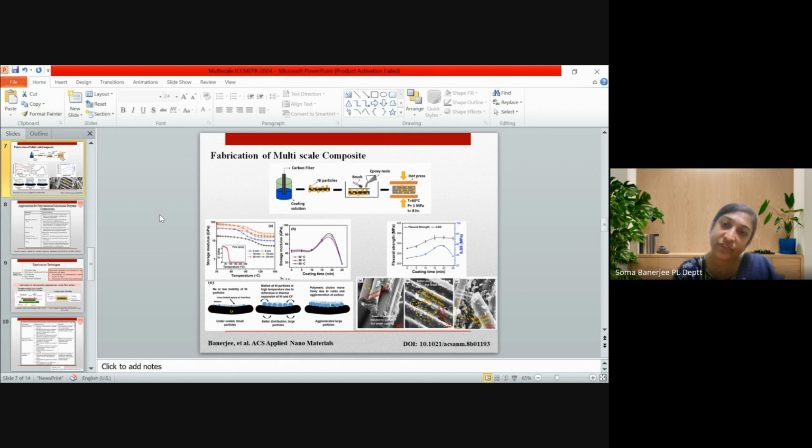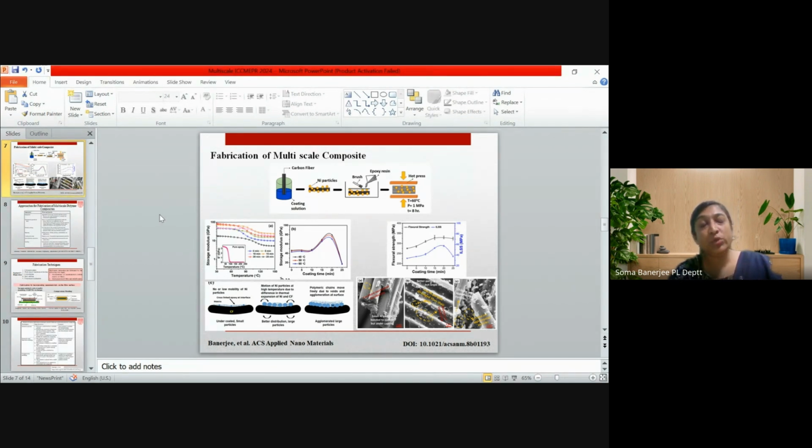Then, on that coated fiber, using a brush, we applied the epoxy resin that we had purchased. After that, we hot pressed at a temperature of 60 degrees centigrade for about 8 hours to get the polymer composites. Now, we have done various characterizations, and in the DMA study, dynamic mechanical thermal analysis, we found that the storage modulus and the loss modulus, etc., increase with increasing coating time.